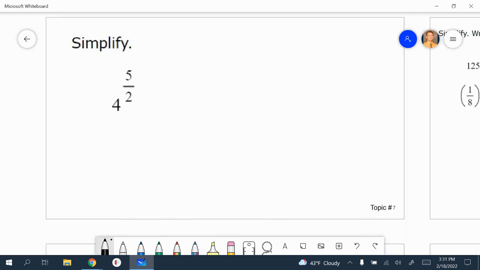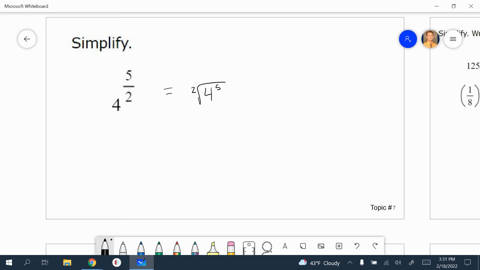Topic number 7, it wants me to simplify 4 to the 5 halves power. So 4 to the 5 halves power. If I were to rewrite this, this would be the same thing as 4 under the radical. The 5 would be its exponent, and we'd be taking the square root of it, basically. That 2 out front is the same thing as the square root. Okay, so I think we can probably just do this on a calculator as well.